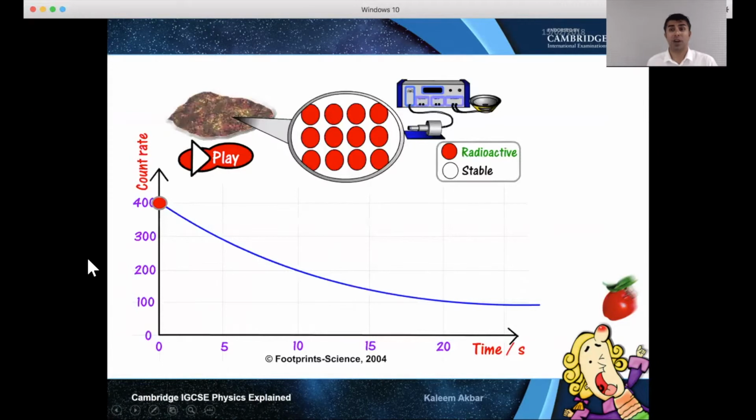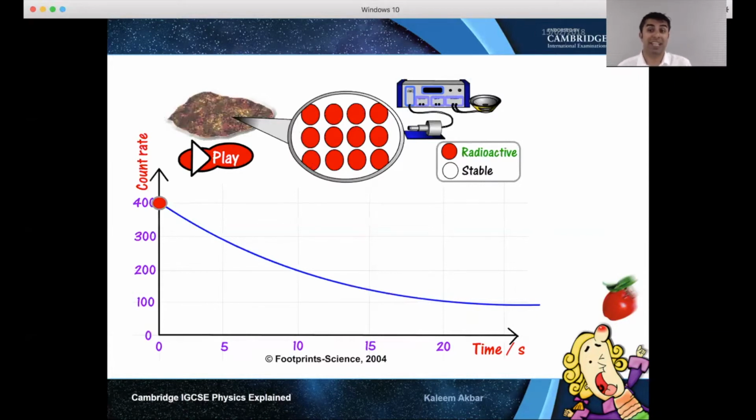Let's take a look at a typical decay curve. So here we've got an activity of some radioactive source of 400 counts per second or counts per minute. Looks like counts per second here. And when I play this, you're also going to see this diagram where a radioactive nuclei becomes a stable one whilst giving out either alpha, beta, or gamma.